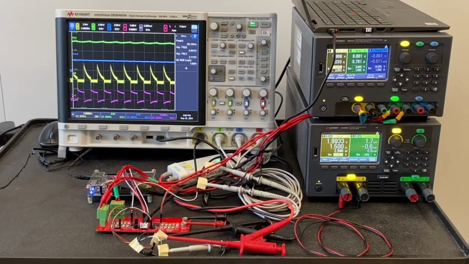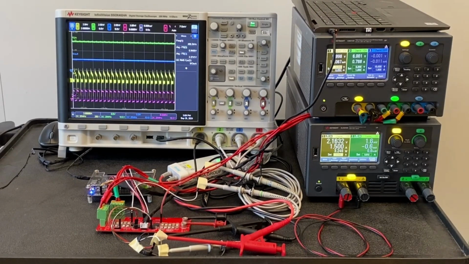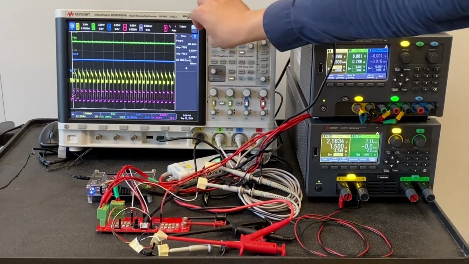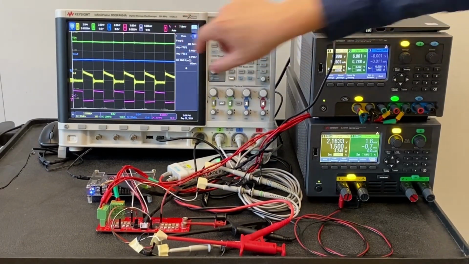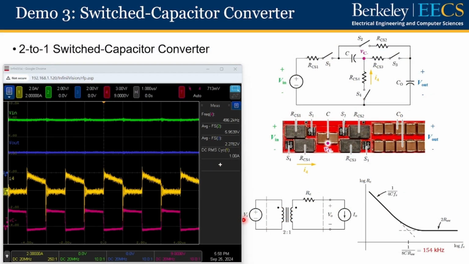Now let me further increase the switching frequency from that transition point to 500 kilohertz, which is deep in the fast switching limit regime. Let me also adjust the time scale on the scope a little bit. Now we can see that the output voltage has further increased from 2.1 volts to nearly 2.3 volts. That is because by going into the faster switching limit regime, the output resistance can be further reduced. Also, now the current I4 becomes more and more constant when the switch S4 is on.